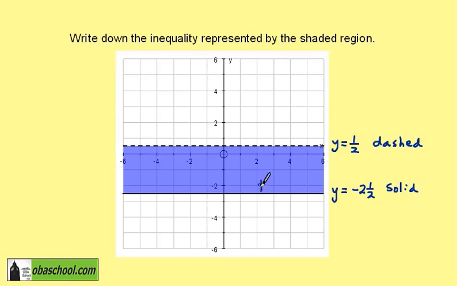We want this region in between, above this line and below this line. Therefore we have y is greater than or equal to minus 2.5, greater than or equal to because of the solid line. We also have that y is less than 1/2, less than because of the dashed line.